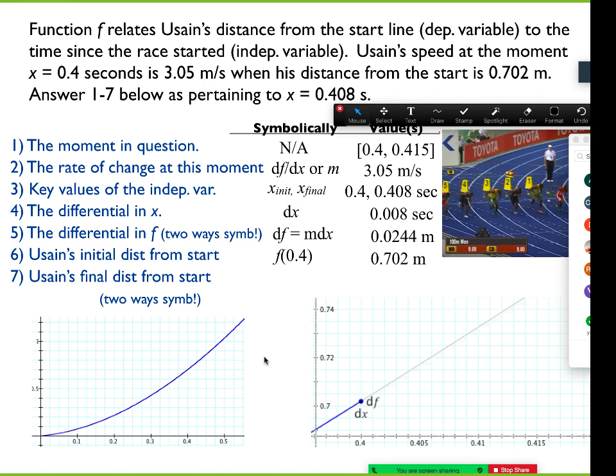So what about the final? This is the big conclusion here. Final distance from start. What are two ways to represent that symbolically? f of 0.4 plus df. Good. Is there another way to represent that? Just f of 0.408. Good. Excellent. So f of 0.408 equals f of 0.4 plus m dx. And if we have all those values, we can crank it out, right? We have the f of 0.4, we have the m dx, and we can add them.